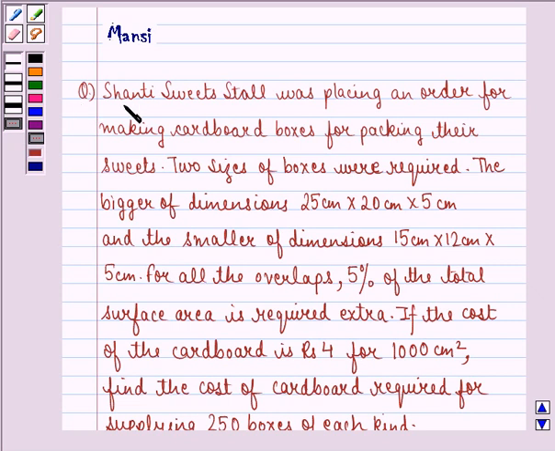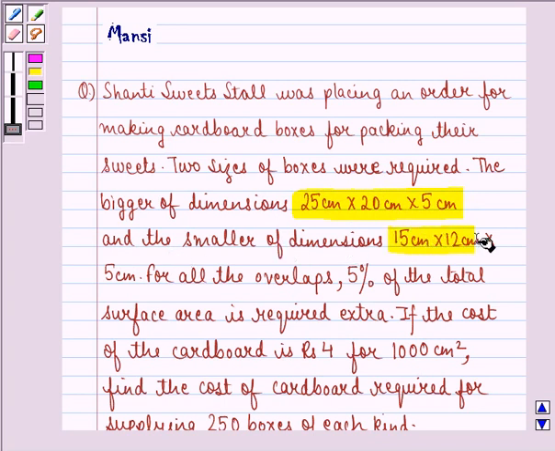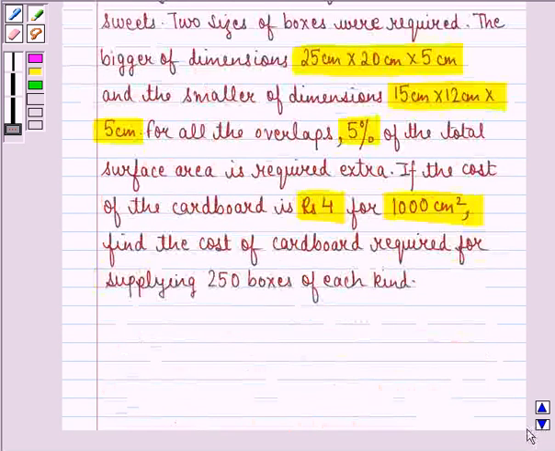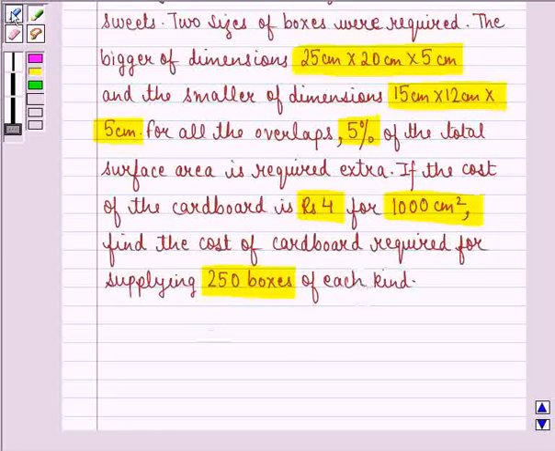The question says, Shanti Sweets stall was placing an order for making cardboard boxes for packing their sweets. Two sizes of boxes were required. The bigger of dimensions 25 cm into 20 cm into 5 cm, and the smaller of dimensions 15 cm into 12 cm into 5 cm. For all the overlaps, 5% of the total surface area is required extra. If the cost of the cardboard is rupees 4 per 1000 cm², find the cost of cardboard required for supplying 250 boxes of each kind.